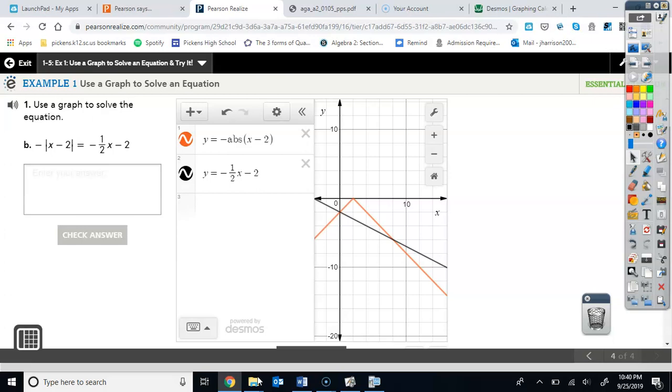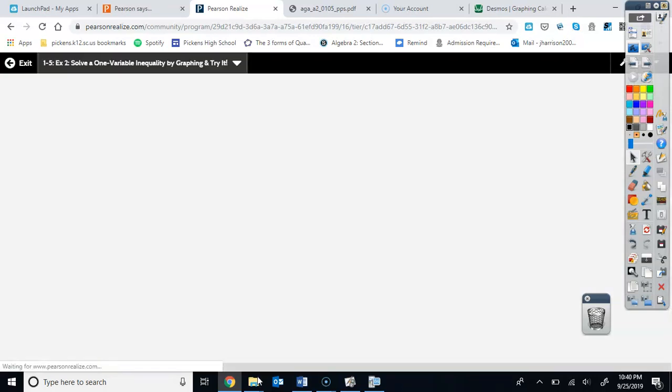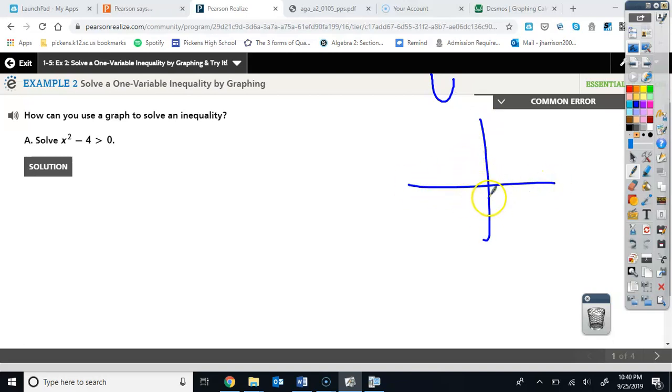So let's take a look at a couple more examples here of using graphs to help us solve. One possibility is to also use a graph to help us solve when something is greater than something, or in other words, an inequality. Now this one says x squared minus 4 is greater than 0. Now let's remember, x squared is that little U-shaped graph. X squared minus 4 would be taking that graph and moving it down 4 spaces. So you would have a graph that does this.